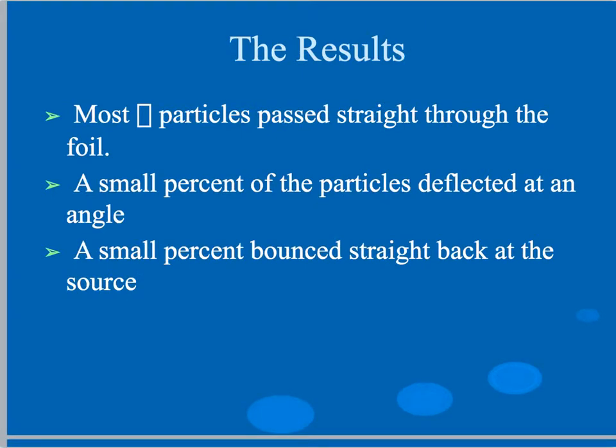So, the results. What ended up happening was that most of the alpha particles passed straight through the foil, which was not unexpected, right? Rutherford thought that likely they were going to just pass straight through. However, a small percentage of the particles went through the foil. So if you imagine, here's your foil. They went through the foil and then were deflected at an angle. So they didn't go straight through, but they went through and turned.